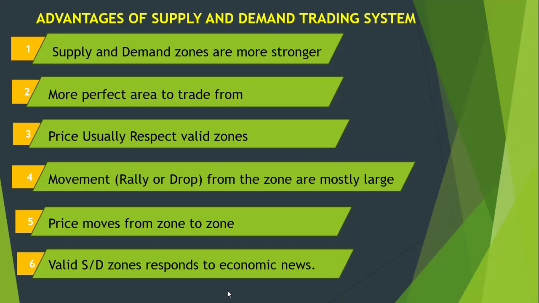So the next one, value zones' response to economic news. Our trading system is so unique in a way that when the news is coming out, we look at the news. We know if the news is going to be used to push the market up or down. For example, let me make an illustration here. This is a supply zone, and we have a demand zone right here. Let's say the market is right here, and we are expecting price to come up here.